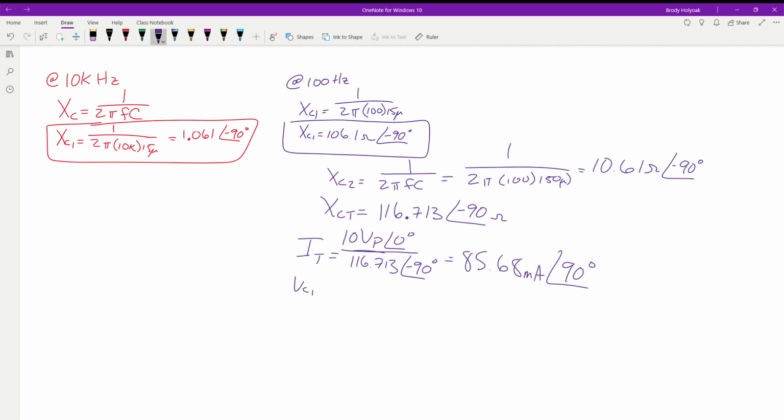Okay, voltage of capacitor 1. What do we get? 9.09 volts. At 0 degrees. All right, so X of C2 is 10.61 at negative 90. The total is 116.713 at negative 90. VC1 and VC2. How much is VC2?